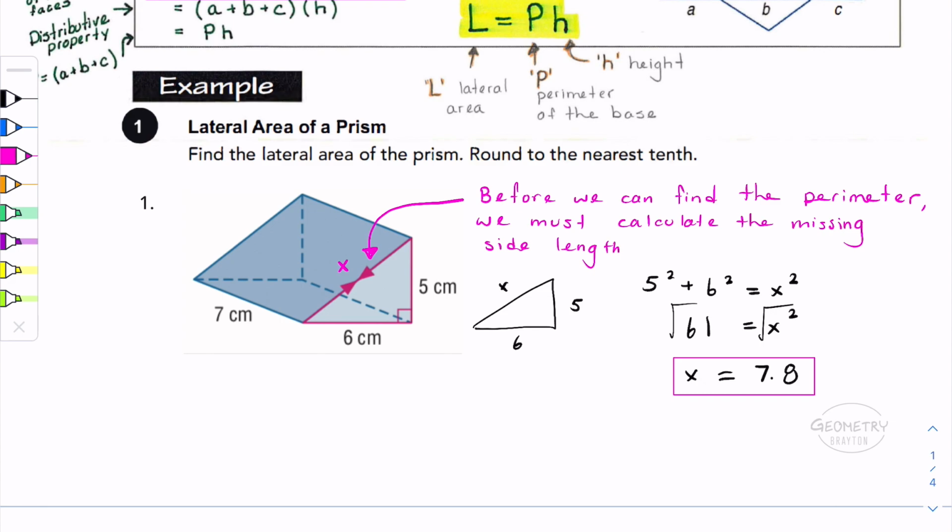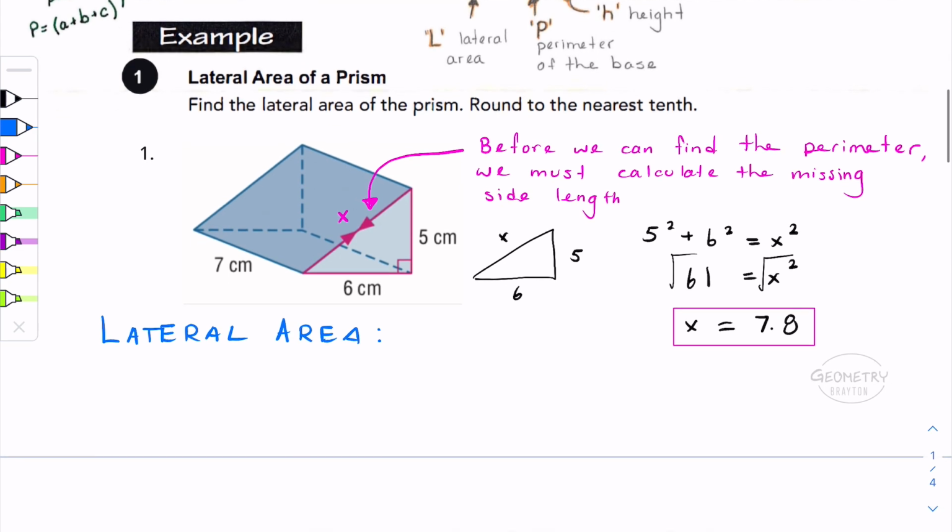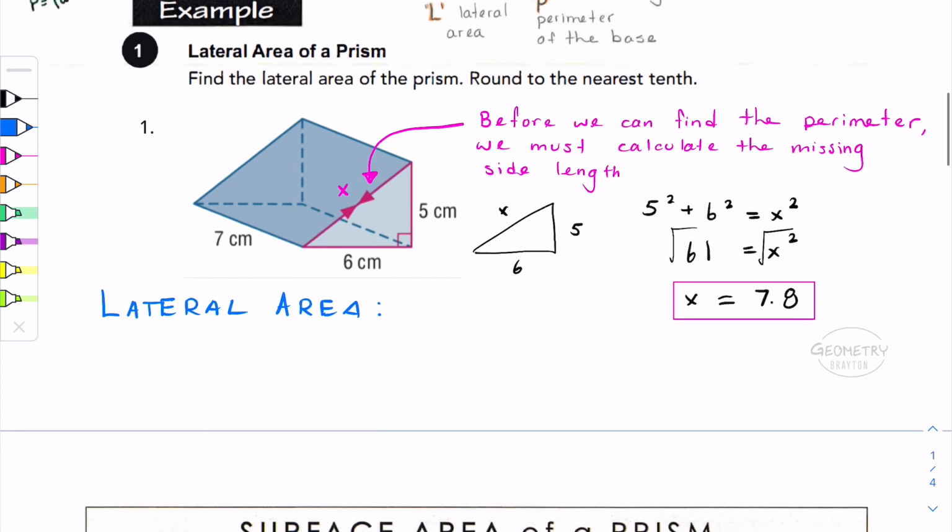Okay, so now to find the lateral area, what you have to do is first identify the perimeter of the base and then multiply it by the height. Now just to clarify, this is a base right here. I know this figure is oriented differently. Imagine if you turned this figure up so it's now sitting on the base.